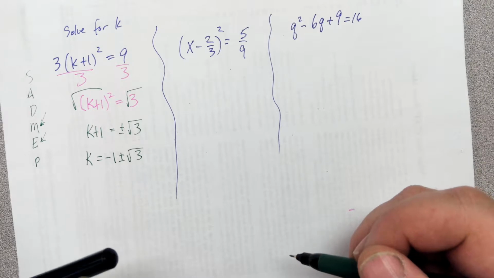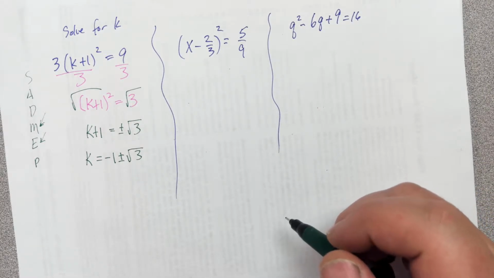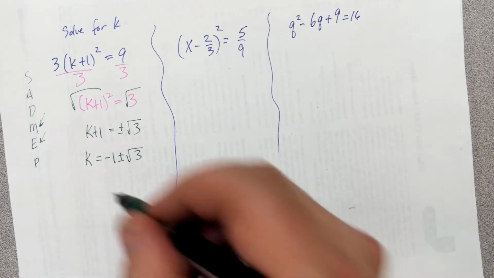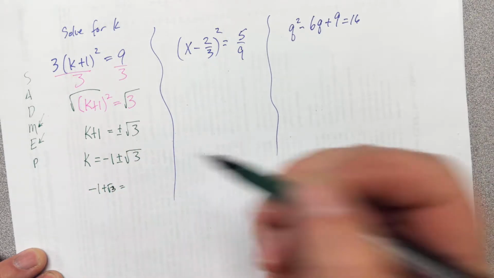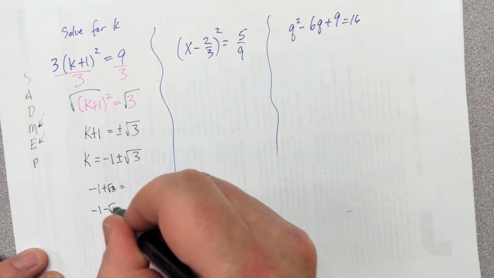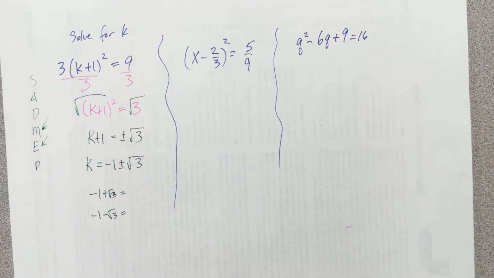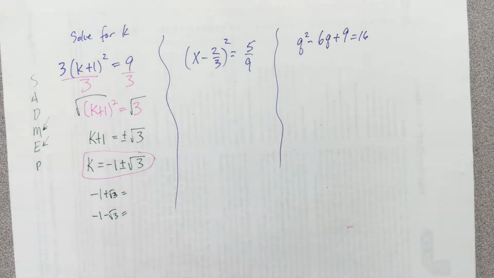Now if we were using a calculator for the square root of 3, then we would have to figure out our two answers, right? So you'd do negative 1 plus the square root of 3, and you'd see what that equals, and you'd do negative 1 minus the square root of 3. And you'd see what that equals, and that's how you get your two answers. Yeah? But for what we did right now, done.